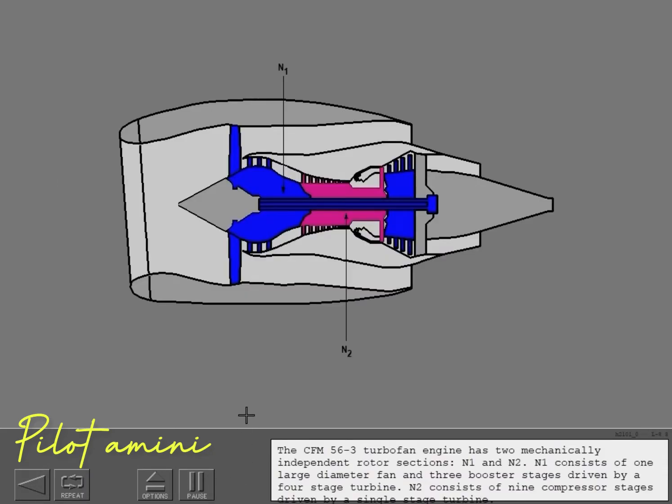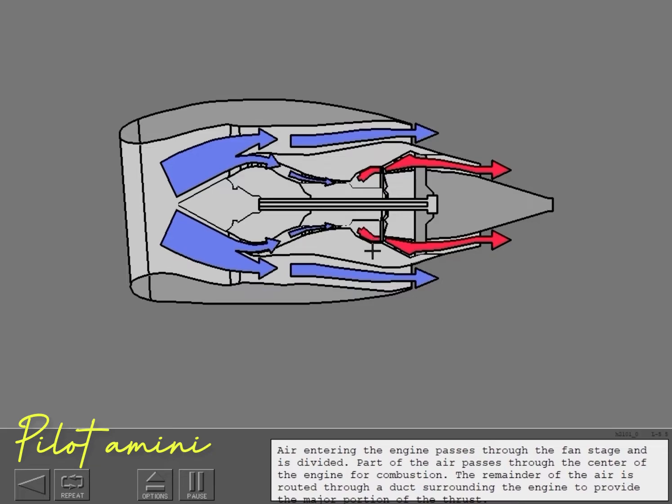The CFM 56-3 turbofan engine has two mechanically independent rotor sections, N1 and N2. N1 consists of one large diameter fan and three booster stages driven by a four-stage turbine. N2 consists of 9 compressor stages driven by a single-stage turbine. Air entering the engine passes through the fan stage and is divided. Part of the air passes through the center of the engine for combustion. The remainder of the air is routed through a duct surrounding the engine to provide the major portion of the thrust.